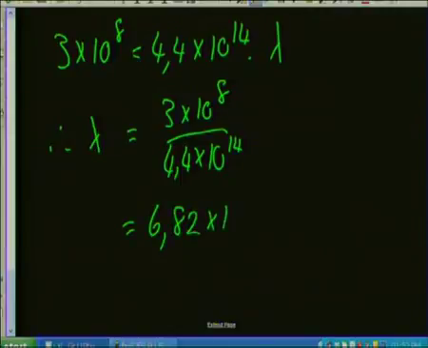6,82 times 10 to the minus 7, and my answer is in meters. Okay, so guys, I hope you can start to see that there is a very important relationship here, that you can take note of it and that you can manipulate it.